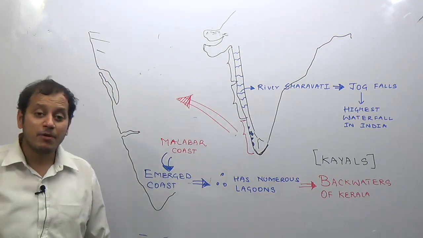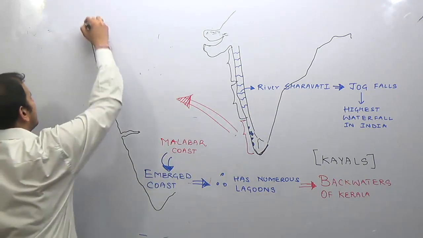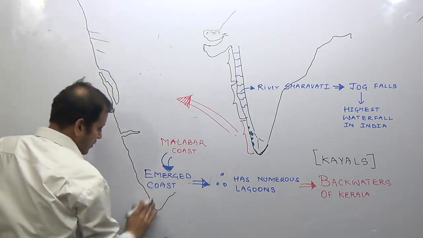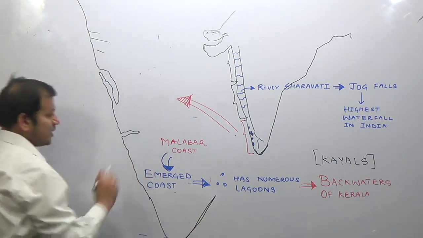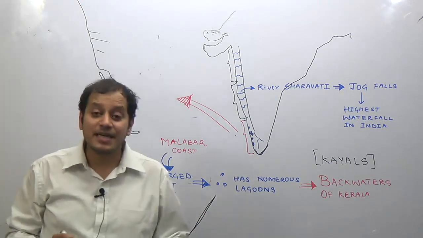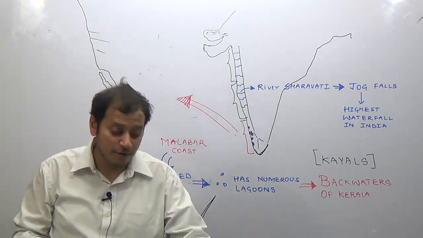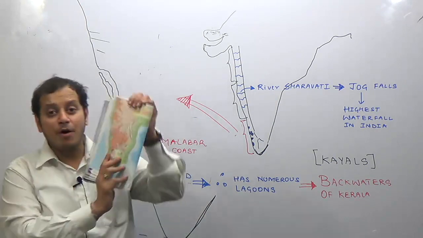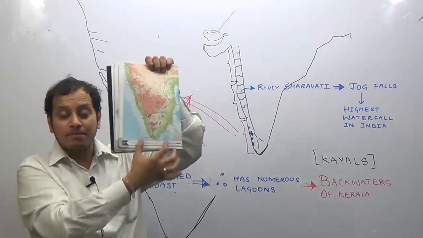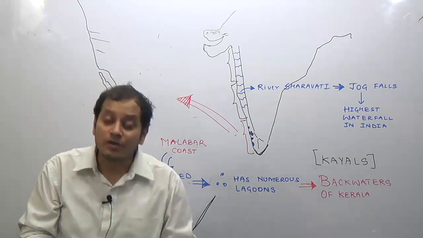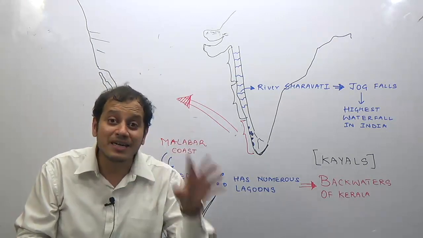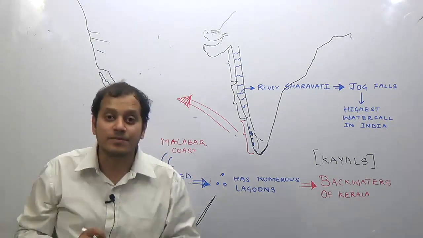Take out your map of Kerala. What we are doing, we are just expanding this region. Now you can see, take out from your atlas the map of Kerala. So we are solving some map based questions from here. Now tell me the names of two important kayals which you can find in this.